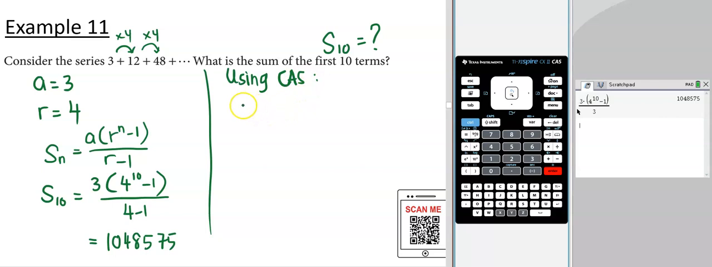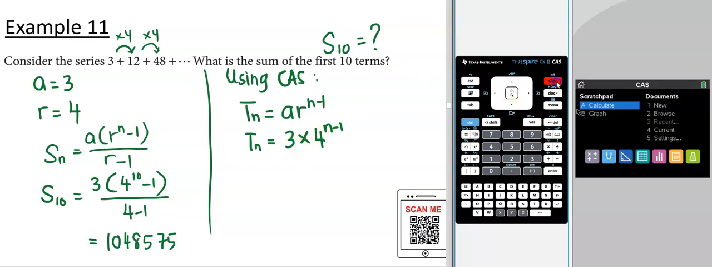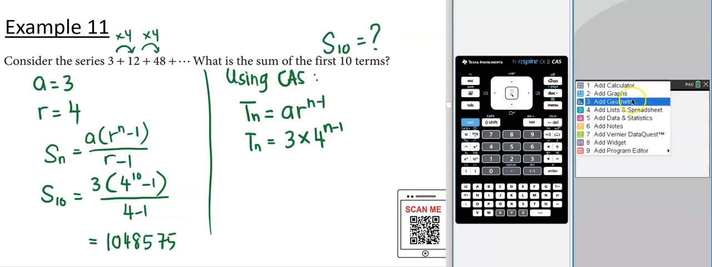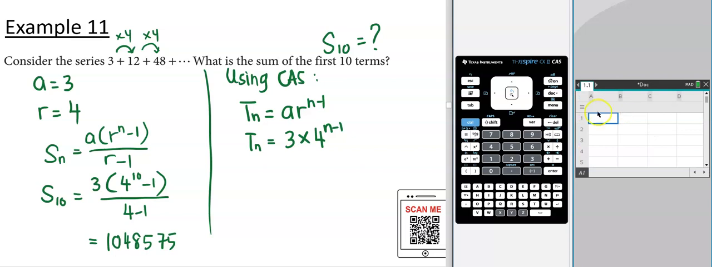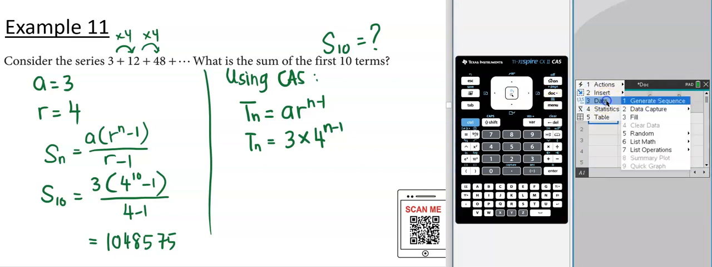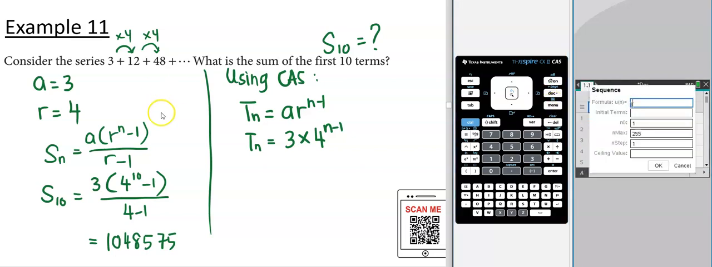So first, you need to have a general equation. So this is a geometric. Geometric, you have Tn equals a r power of n minus 1. So you just substitute in the values. a is 3, your r is 4, power of n minus 1. So look at my calculator. Right now, right hand side, look at my calculator. I go to a new page. I don't want to save, and you add list and spreadsheet. So you go to menu 3, 1. Okay, menu 3, 1.